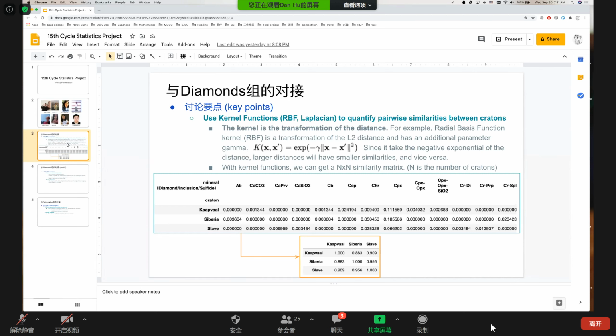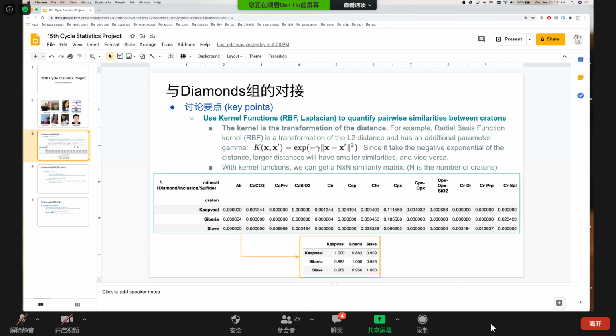And it has an additional parameter, gamma. So here is the formula of the RBF kernel. Since it takes the negative exponential of the distance, larger distances will have smaller similarities and vice versa. So with kernel functions, we can get an n by n similarity matrix, where n is the number of cratons.